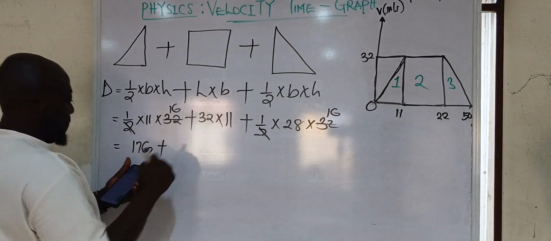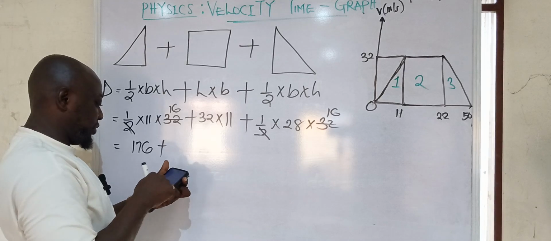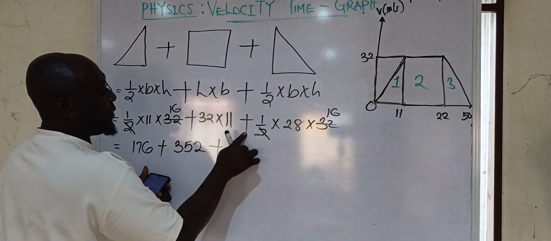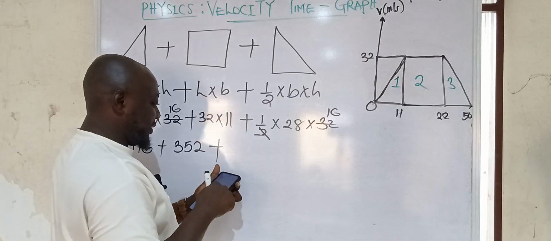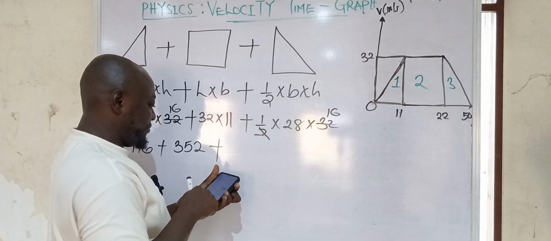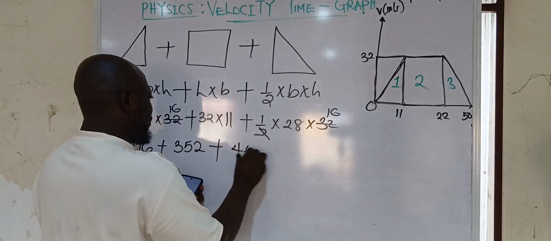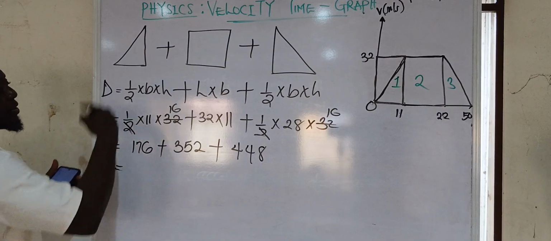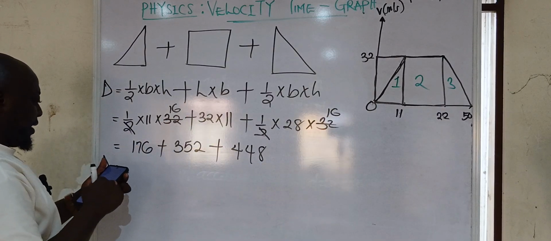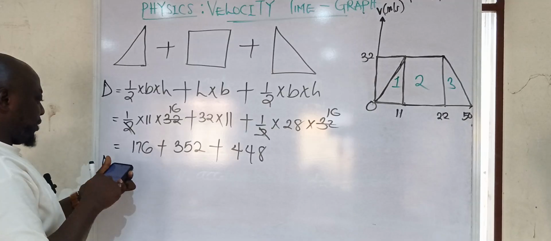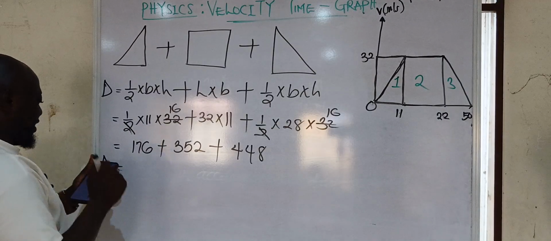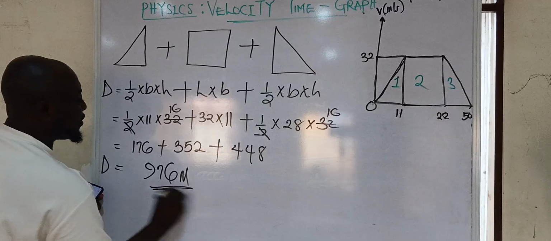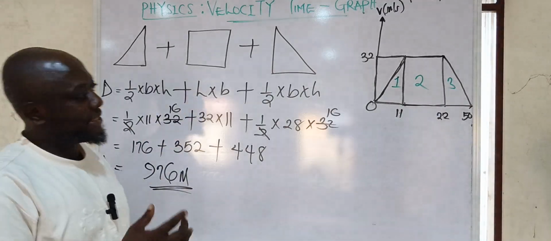Plus here, I'm having 32 times 11 here. I'm having 352, plus this one, please. So I'm having 28. 28 times 16 here, I'm having it as 448. So I'm going to sum them up because that talks about the total distance. So summing them up now, I have 352 plus 176. So my total value here is 976 meters. So this is how this is calculated.